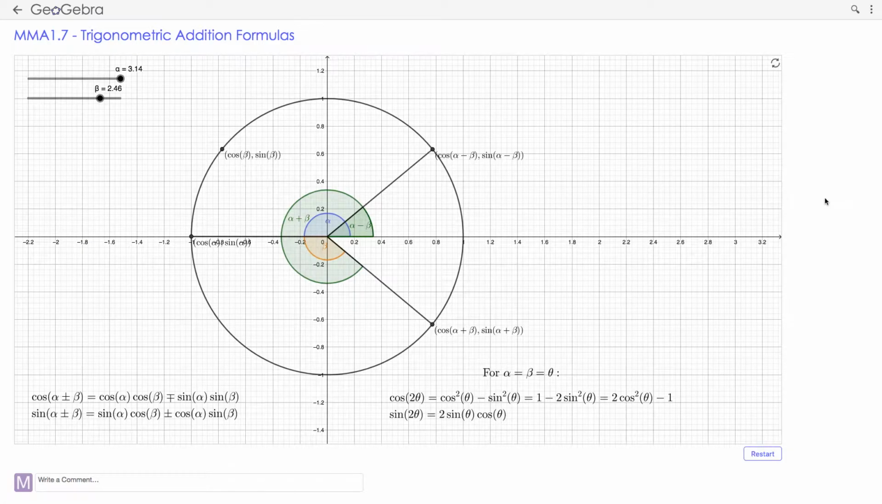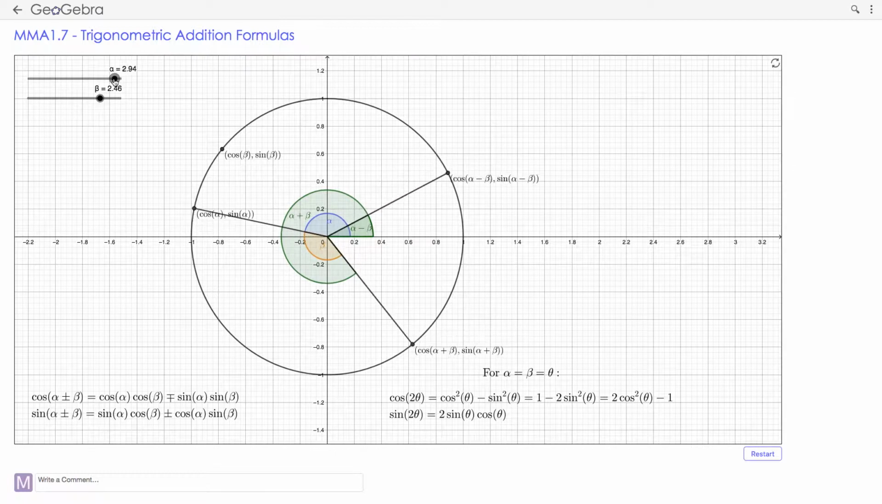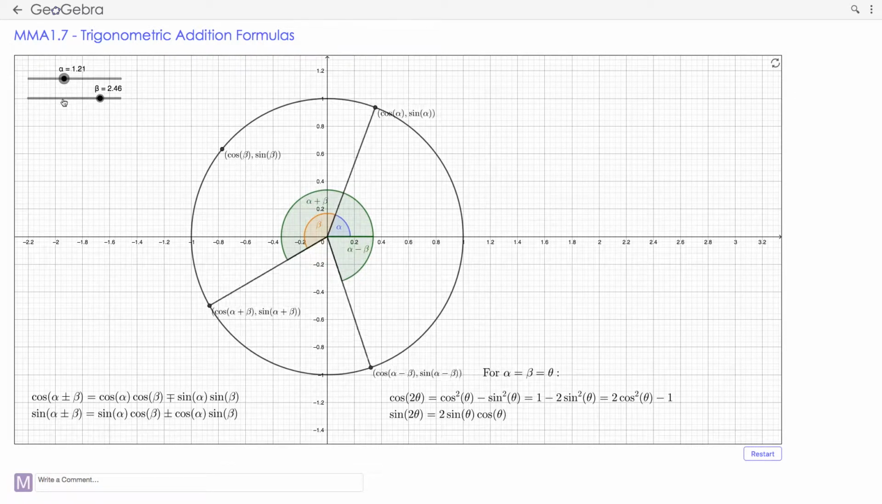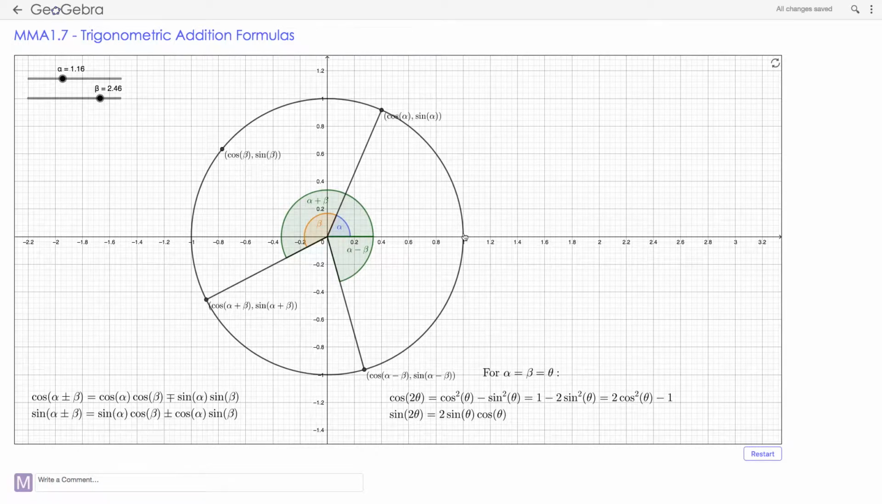So let's go to a somewhat more difficult identity, the trigonometric addition formulas. So what is this formula? You have cosine alpha, sine alpha here. What does that mean? It means that we have an angle of alpha here. So we go alpha up here, have a point. We have cosine beta, comma sine beta here, meaning that we have an angle beta.